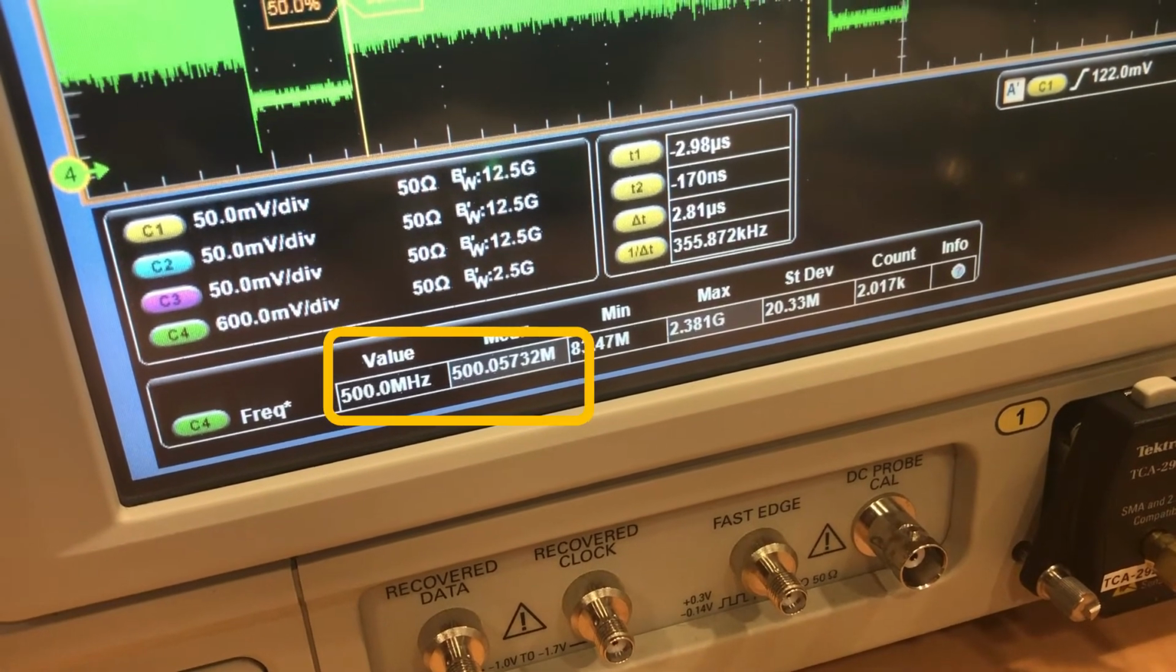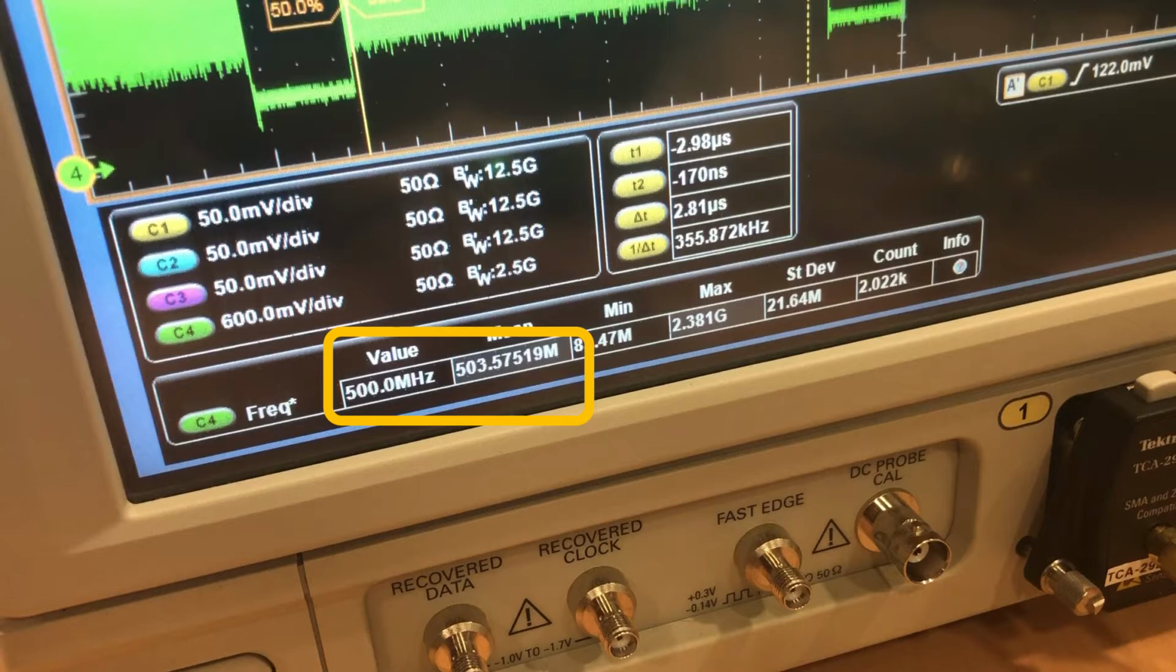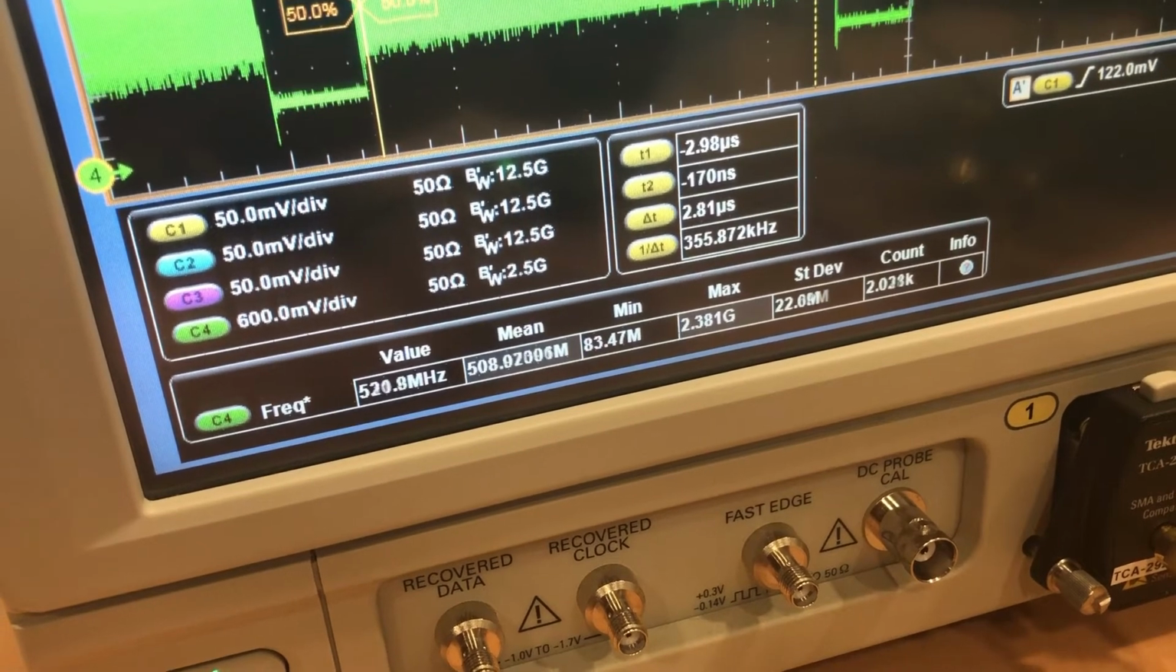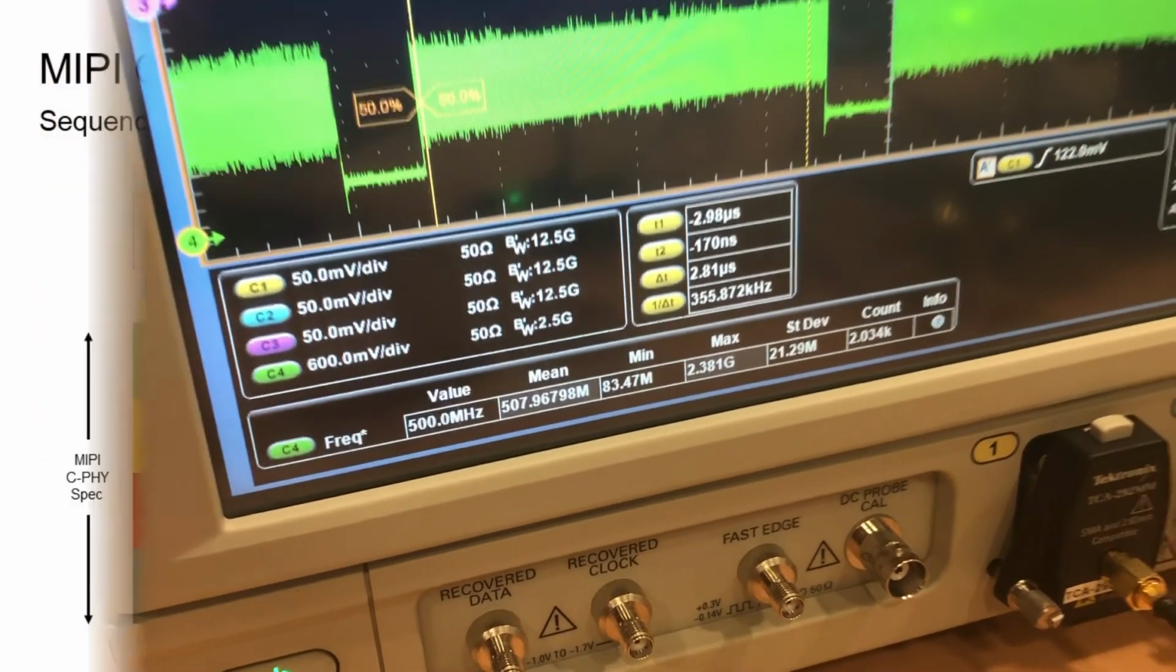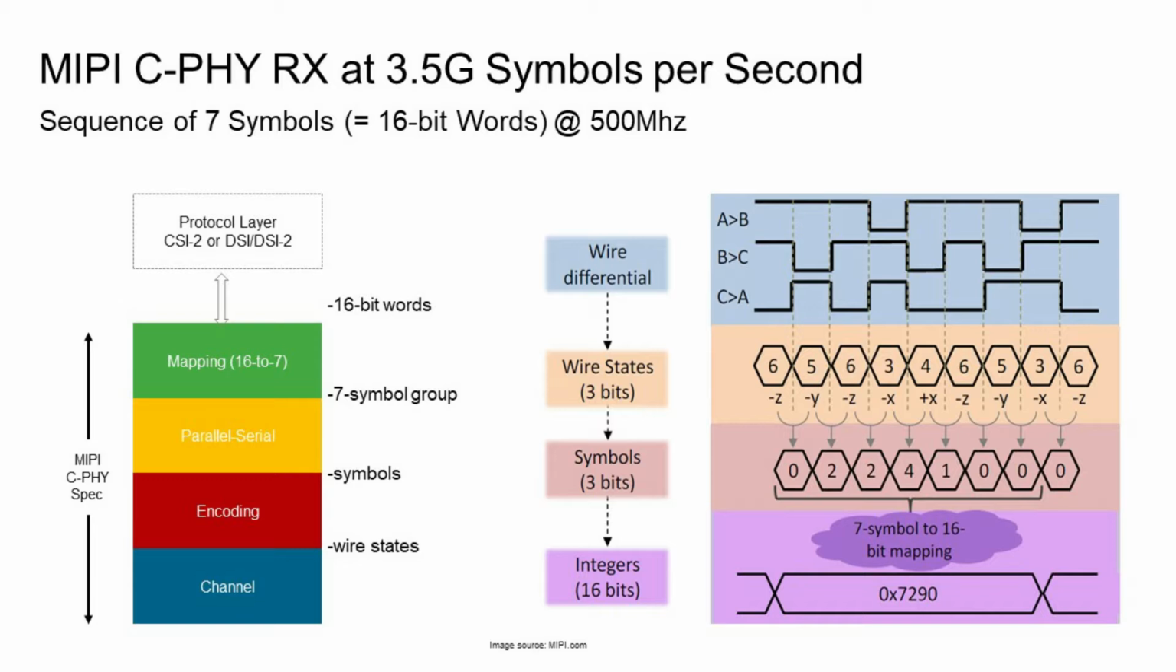So here we measure 500 megahertz, which makes sense as we are operating at 3.5 gigasymbols per second. So let me just elaborate here. We have 16 bits per cycle coming out of the PPI interface. In C-PHY mode, in receiving mode, the demapping algorithm implemented under the hood converts a sequence of 7 symbols to 16 bits. So if we multiply 500 by 7, we end up with the 3.5 gigasymbols per second.